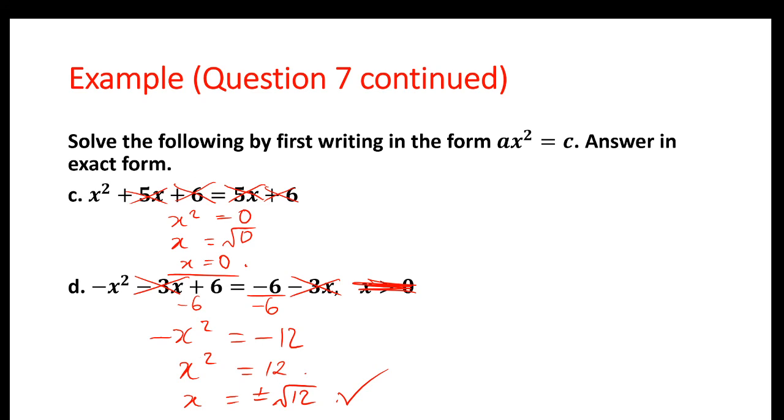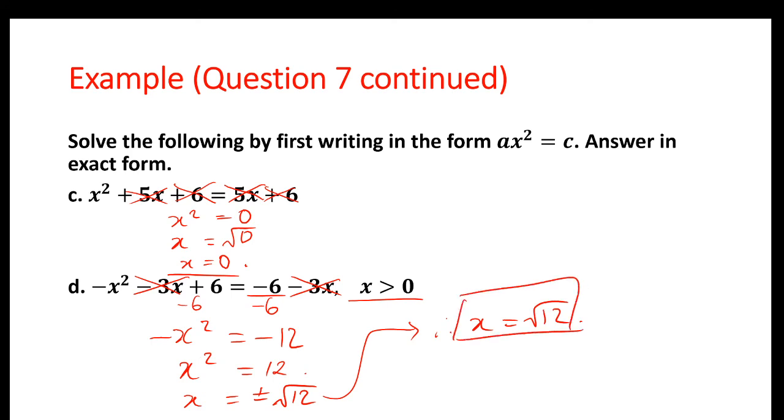Almost forgot. Now we need to think about this x is greater than 0. So what does this mean? Well, we're only looking for the answer where x is bigger than 0. So in other words, do we want the positive or do we want the negative? Well, we just want the positive. Therefore, x is equal to the square root of 12, the positive square root of 12, and that's our final answer there. Because again, we only want the one that is bigger than 0.